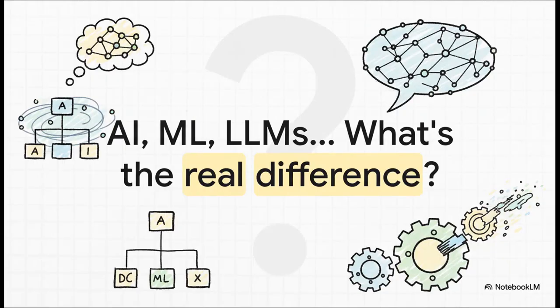Okay, so you've heard the alphabet soup, right? AI, ML, LLMs, generative AI. I mean, they're thrown around everywhere, and honestly, sometimes people use them like they all mean the same thing. But are they? Nope, not quite. And I promise by the end of this, you're going to know exactly how they all fit together.